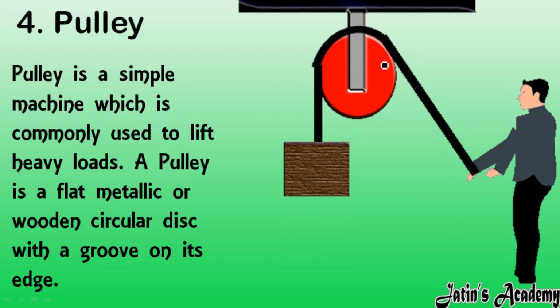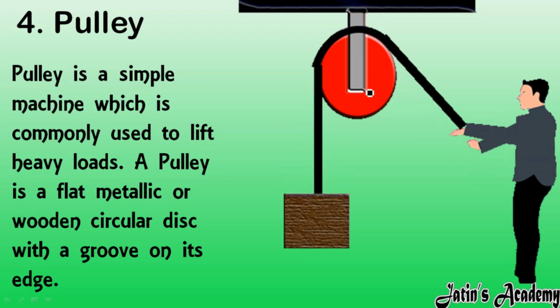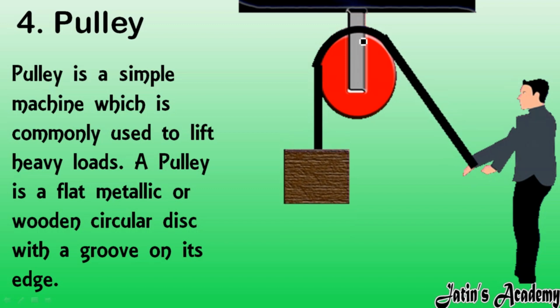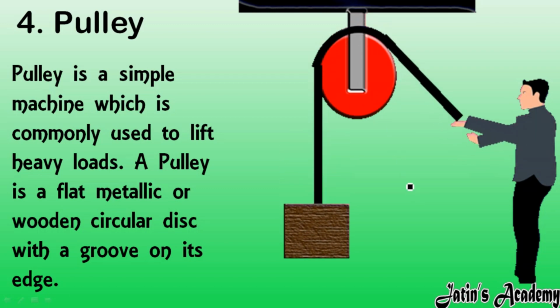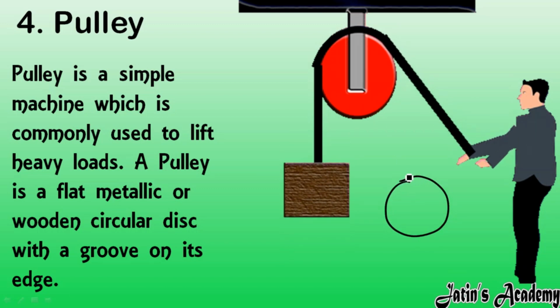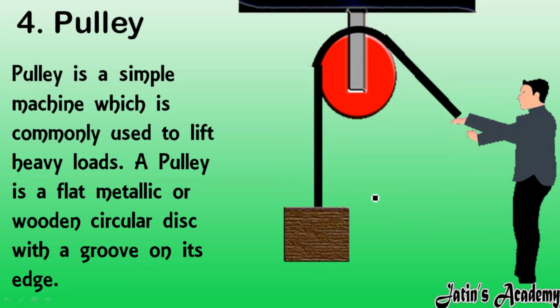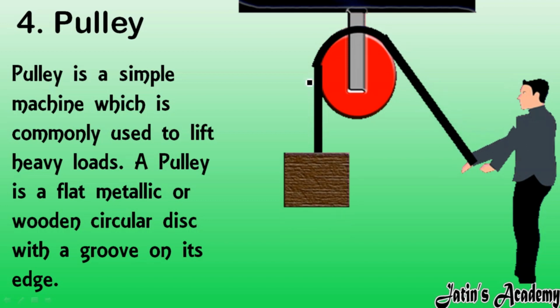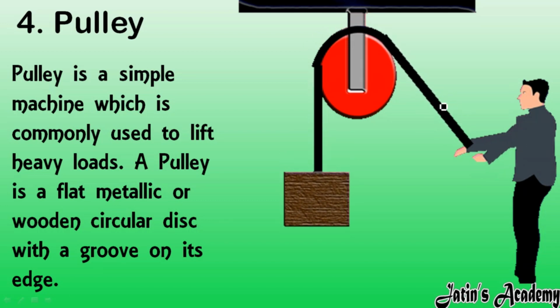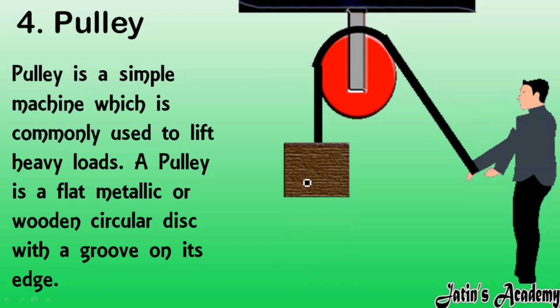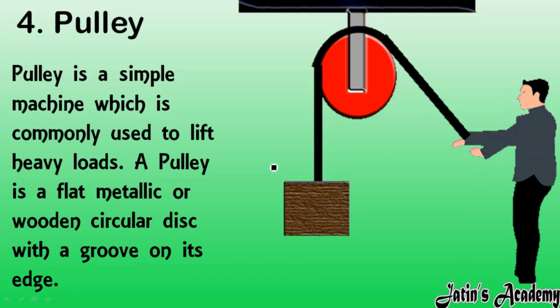So this is a pulley. The arrangement of a pulley is like this. A pulley is a flat metallic or wooden circular disc which has one groove on it. Means on a circular disc, one groove is there. Groove means a hollow surface is there. On this hollow surface, one rope is attached. On one end of the rope we are going to apply effort, and on the other end of the rope we are going to lift up the load, fine.